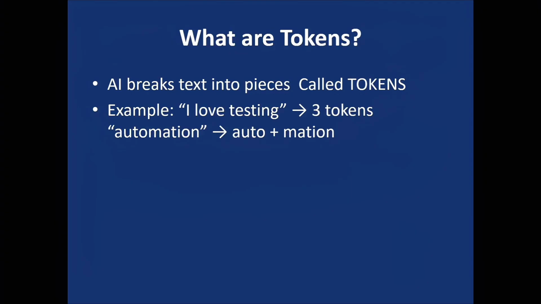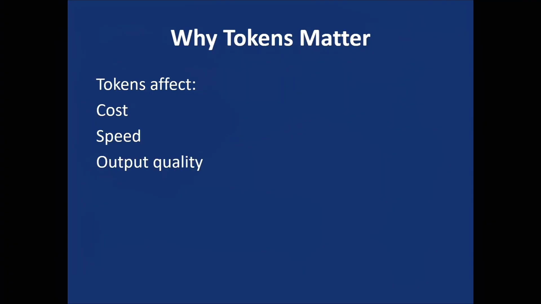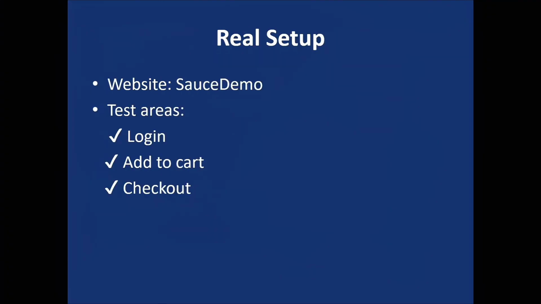First you need to understand what tokens are. AI does not understand full sentences like humans. It breaks everything into small pieces called tokens. For example, if I say "I love testing", that's three tokens. But sometimes with a word like "automation", it splits into "auto" plus "mation". So tokens can be distributed in this way, and it works internally like that. Tokens are not always full words, and this directly impacts the cost, speed, and output quality.